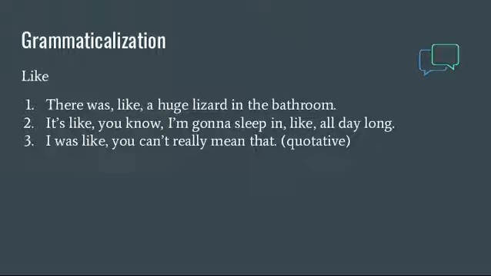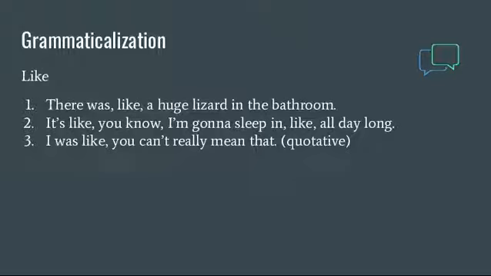It's a discourse marker, a discourse particle that functions to either emphasize or tone down the literal meaning of a statement to something maybe more figurative, or to emphasize something. There was like a huge lizard. It's also used as a quotative, meaning it reports what a person was thinking or saying.